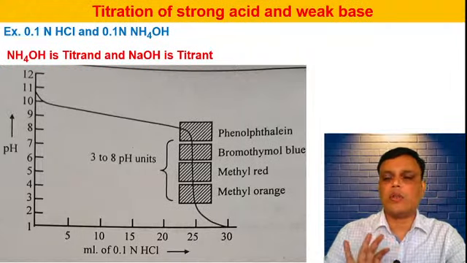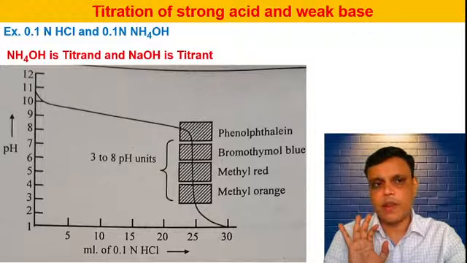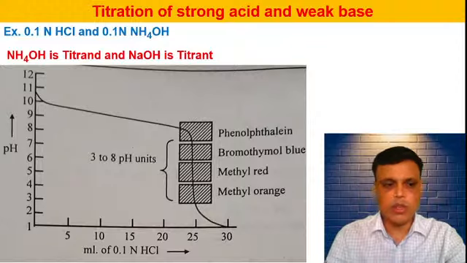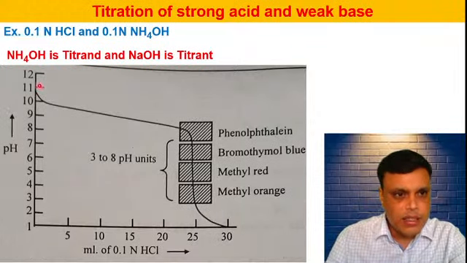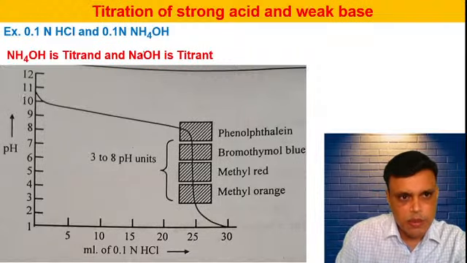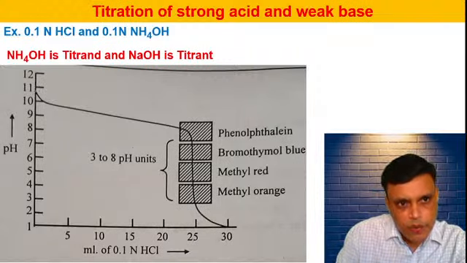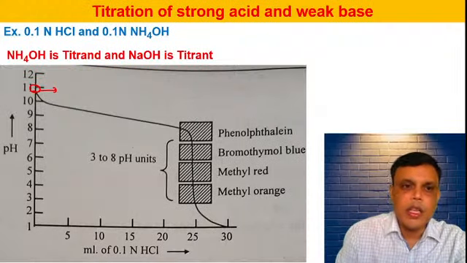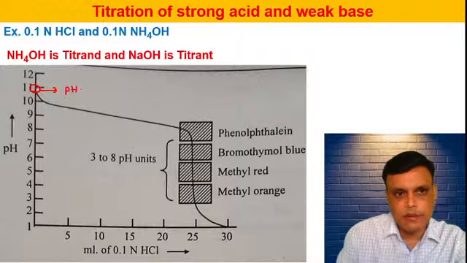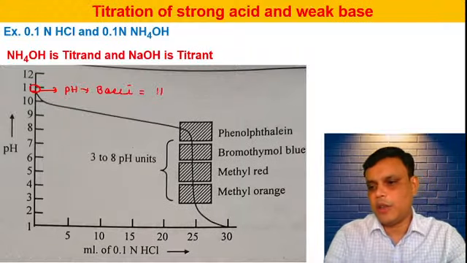Okay, so now here at the very starting point, our conical flask contains only ammonium hydroxide. And ammonium hydroxide is a base. So here at the starting point your pH is basic, that is 11.